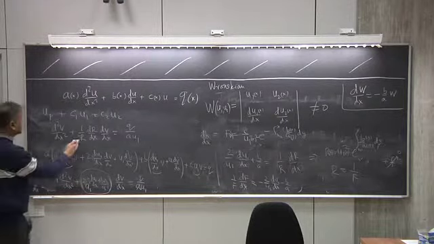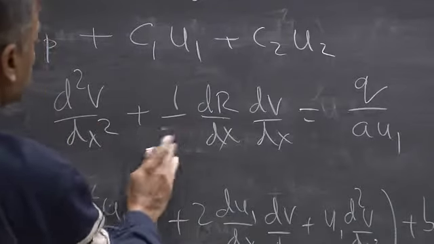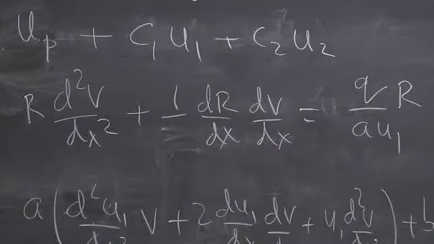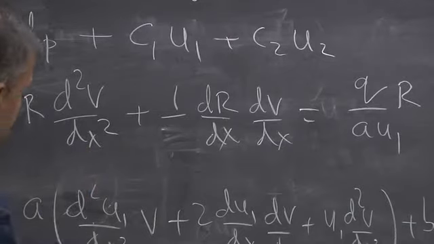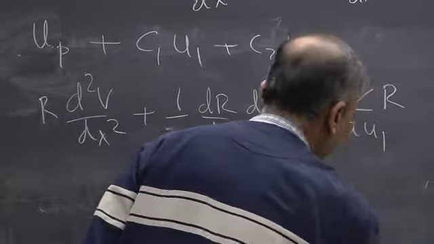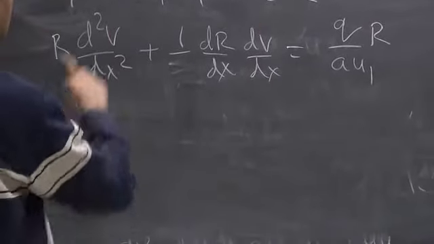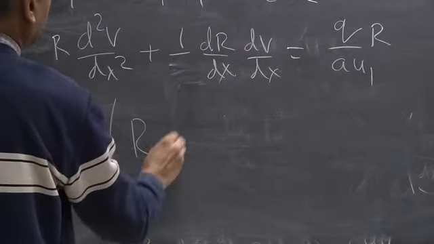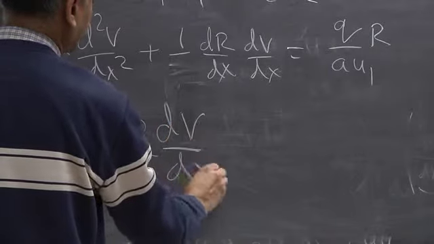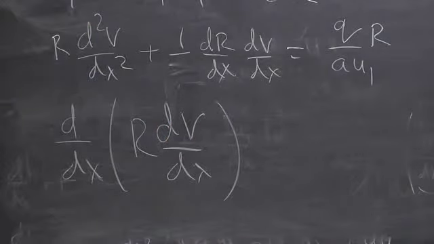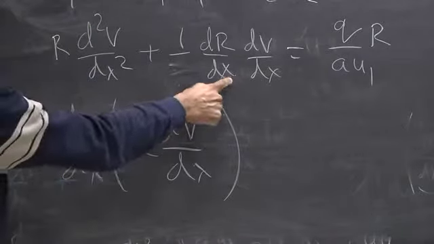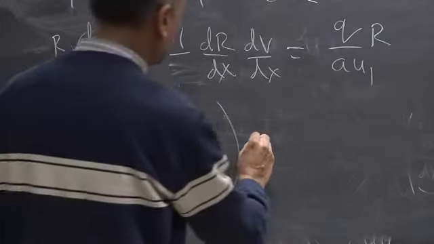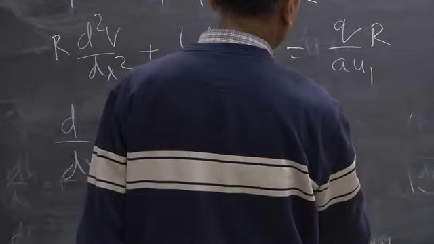So now let's multiply both sides by r. Now this left hand side is a total derivative. These two things together are d by dx of r times dv by dx, because when this derivative hits here you get that term, and when this derivative hits here you get that term. That's equal to q r over a u1.